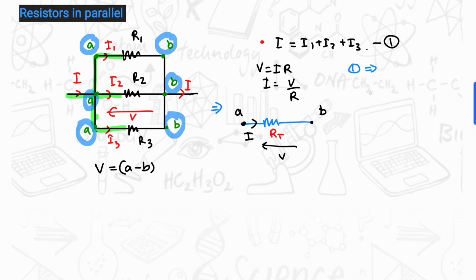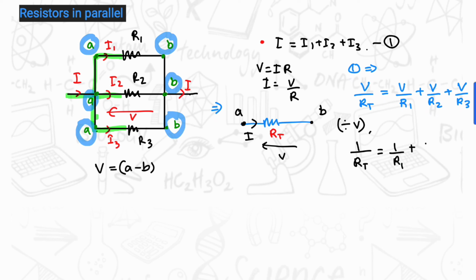So from the first equation we can say I is equal to V divided by RT, and I1 will be V divided by R1, and I2 will be V divided by R2, and I3 will be V divided by R3. Since V is common, if we divide this by V, we get 1 over RT is equal to 1 over R1 plus 1 over R2 plus 1 over R3. And this is how we can find the equivalent resistance of a parallel circuit.